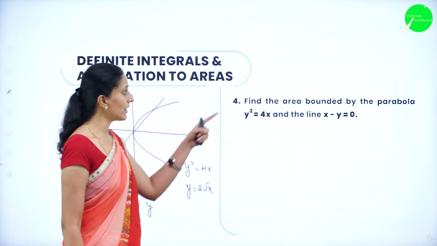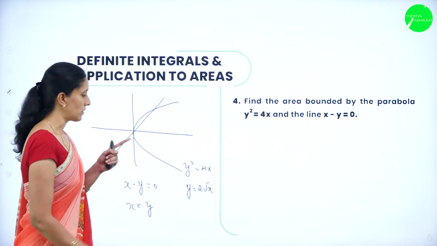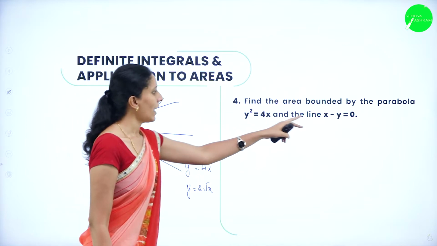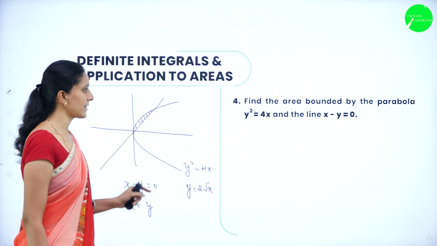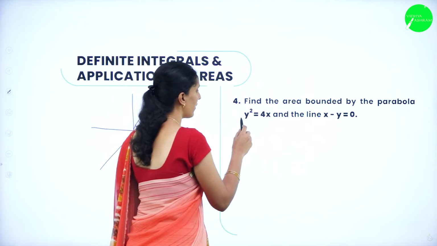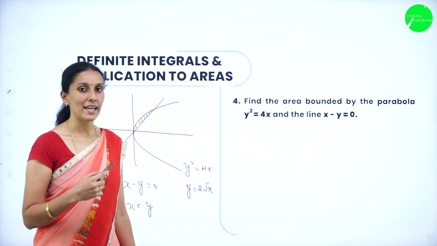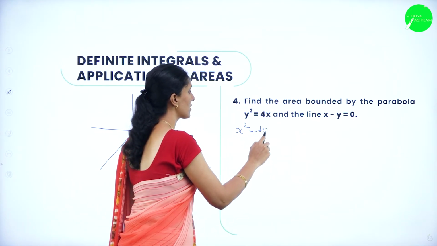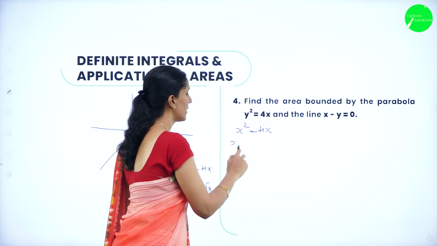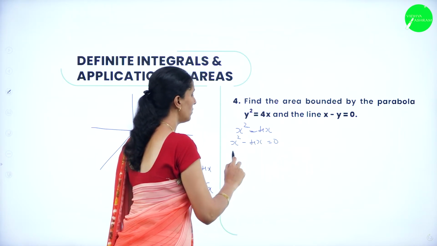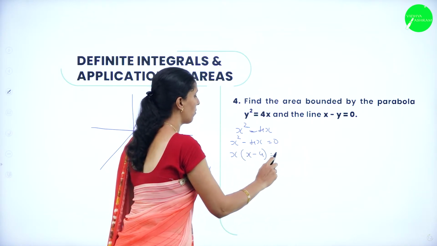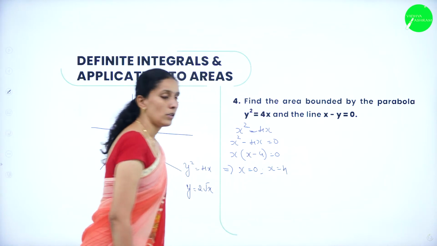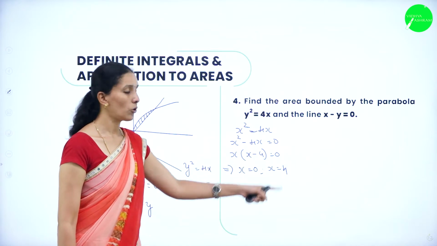Now we have to calculate the area bounded by these two curves. So therefore this is the area. So here we have x minus y is equal to 0. That means x is equal to y. Substitute here. If x is equal to y, then y square becomes x square is equal to 4x. So therefore here x square is equal to 4x, or we can take x square minus 4x is equal to 0, x common, x minus 4 is equal to 0. So this implies x is equal to 0, x is equal to 4. So therefore we can take the limits from 0 to 4 here.